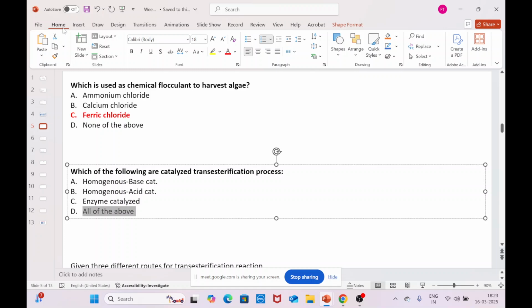We also discussed this in the last class, that it can also be acidic. Base is one of the reasons, but by using base there is also a lot of possibility of soap formation. To avoid soap formation, we go for other kinds of catalysts in this transesterification process.